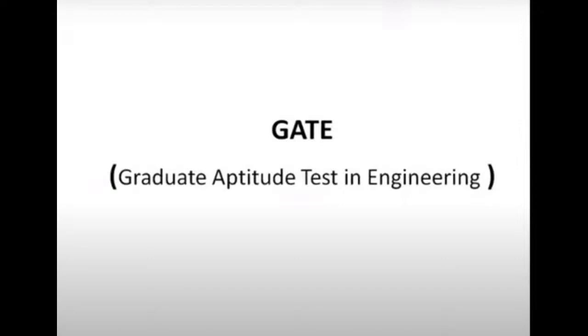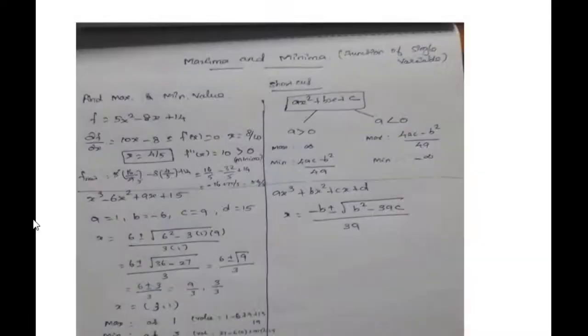Example: f of x is equal to 5x squared minus 8x plus 14. Normally, first we have to find f dash of x. Differentiating, we get 10x minus 8, and then we equate this to 0. So x is equal to 4 by 5. Then we can find the x value.